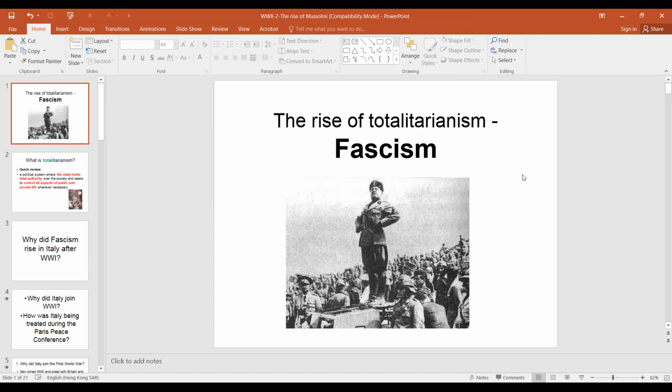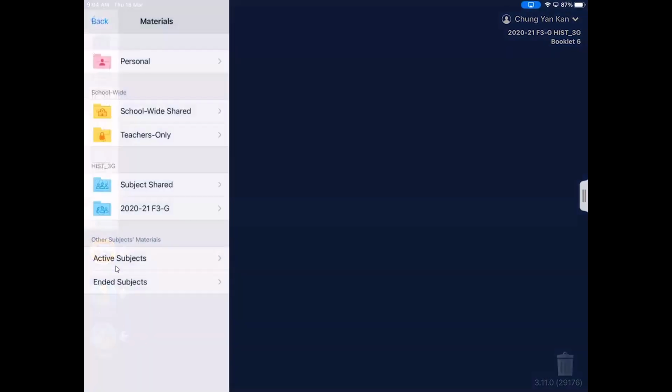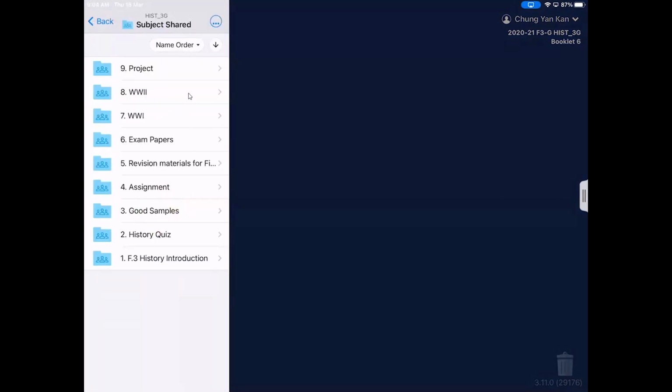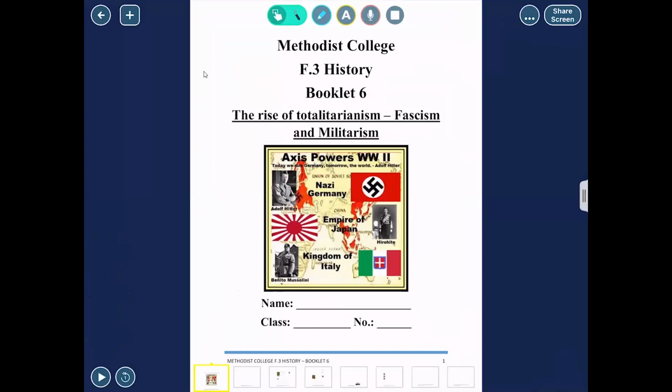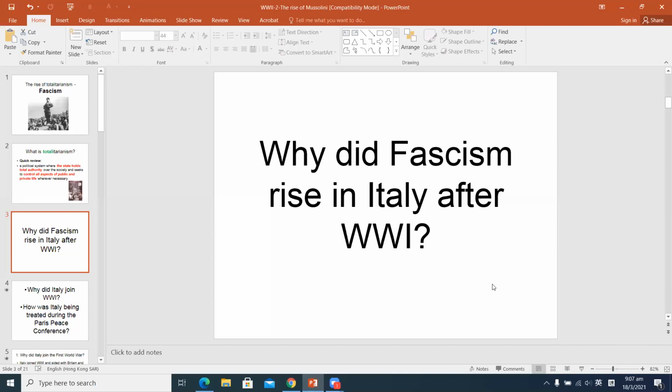Before we move on, I would like you to get ready your booklet. Everyone, please go to Nonio Notes and then go to Materials. As usual, subject shared. Then go to folder 8, the Second World War, and you will see chapter 2, Rise of Fascism and Militarism. Please open it. Today we are going to cover page 1 to page 3, which is about fascism in Italy. Everybody get ready with booklet 6 and then you're ready for the lesson.